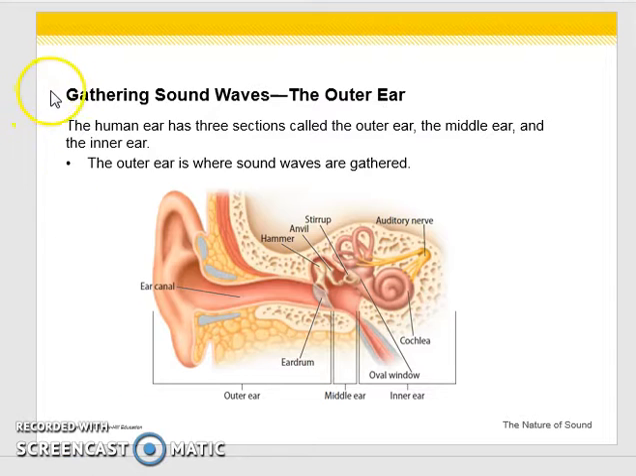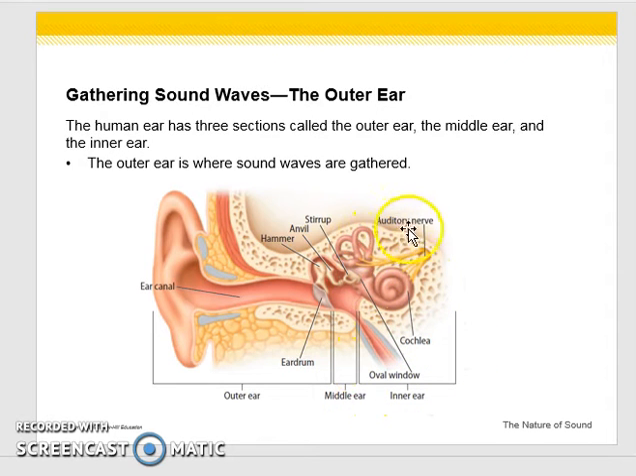All right, next heading, gathering sound waves, the outer ear, and its page number. The human ear has three sections. You need to write this down. It has the outer ear, the middle ear, and the inner ear. So this whole section is known as the outer ear. This tiny little section is the middle ear, and here we have the inner ear.